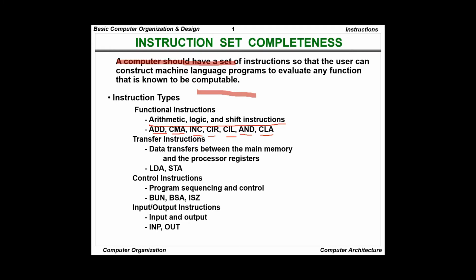And coming to the second one, transfer instructions: data transfer between the main memory and the processor registers. So LDA, STA, load to accumulator, store from accumulator, like that. Coming to control instructions, it's nothing but program sequencing and control, that is BUN, branch unconditional, BSA, ISZ. Next, input output instructions. Here we have two instructions, INP, OUT, so INPR, OUTR, like that. So this is called instruction set completeness.